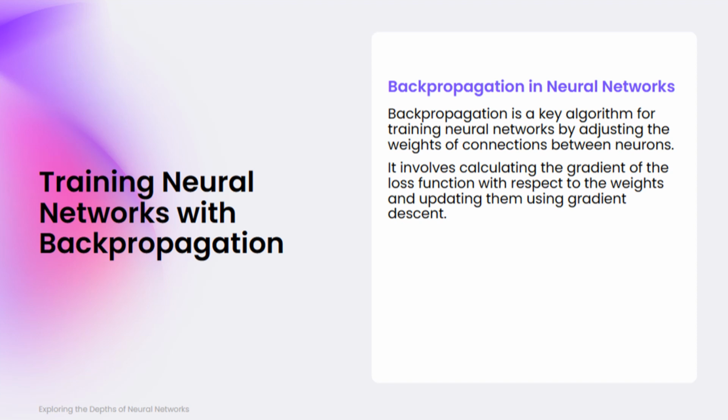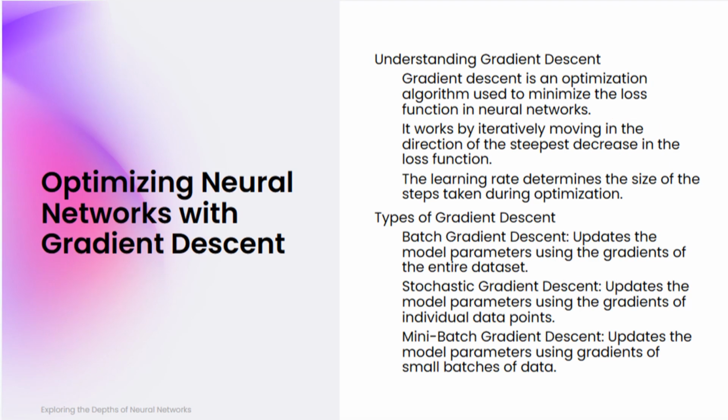Backpropagation involves calculating something that we call the gradient of the loss function. The loss function calculates how much error there is, or how wrong or how bad our ML model, our machine learning model, our neural network is. And it does that with respect to the weights, and it updates them using something that we call gradient descent. Now you may be thinking, what is gradient descent? No worries, I'm going to explain that in a minute.